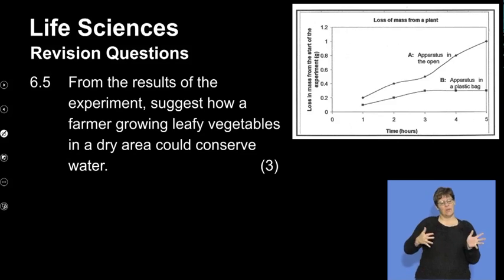Then the last question, how would a farmer grow leafy vegetables and conserve water? That would obviously be, he would put his plants in a greenhouse because the water that's being transpired would be kept in the greenhouse, it would increase the humidity so they lose less water.